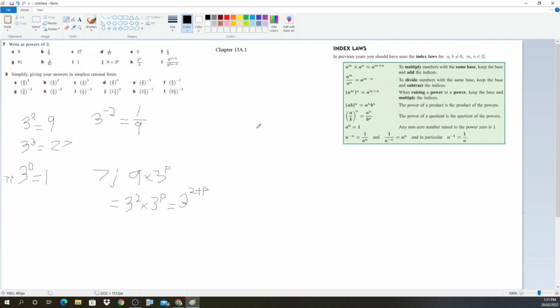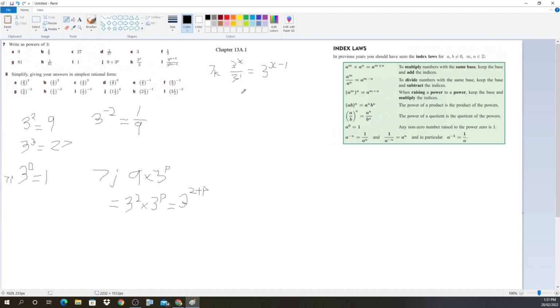There's a similar one with k, 7k. All you have to do is recognize that you have 3 to the power of x divided by 3 to the power of 1, which is 3 to the power of x minus 1. Yeah, that's the second rule.